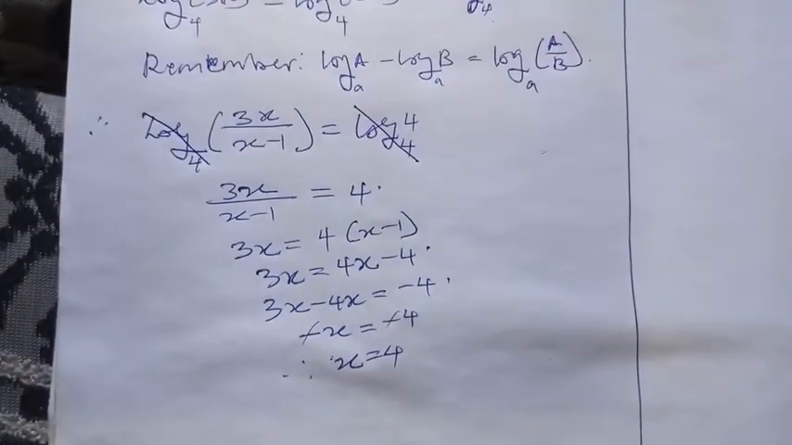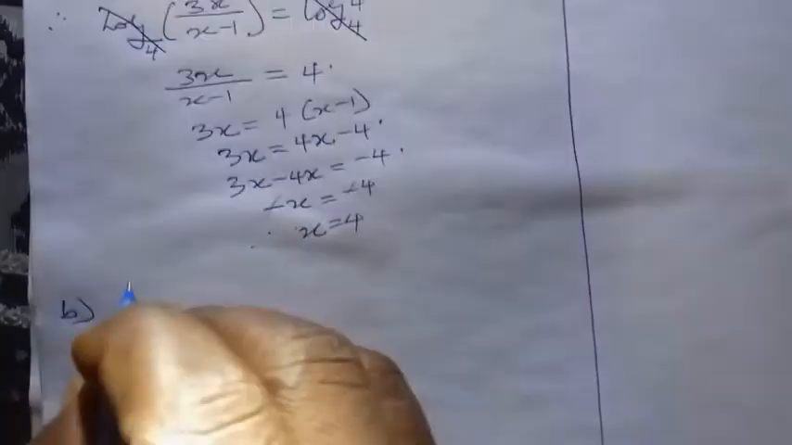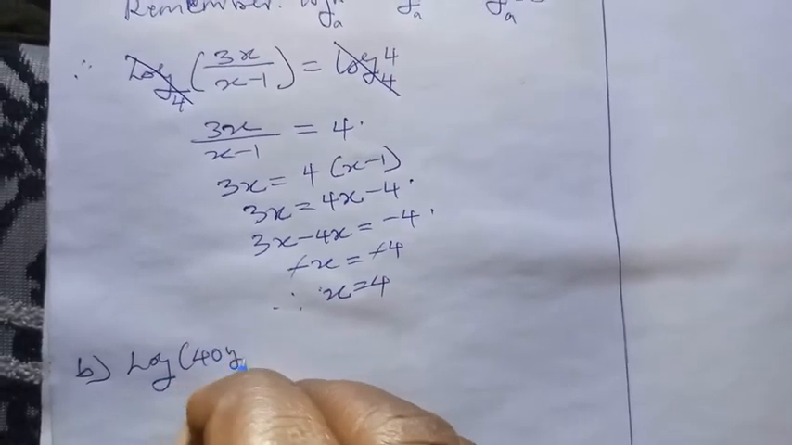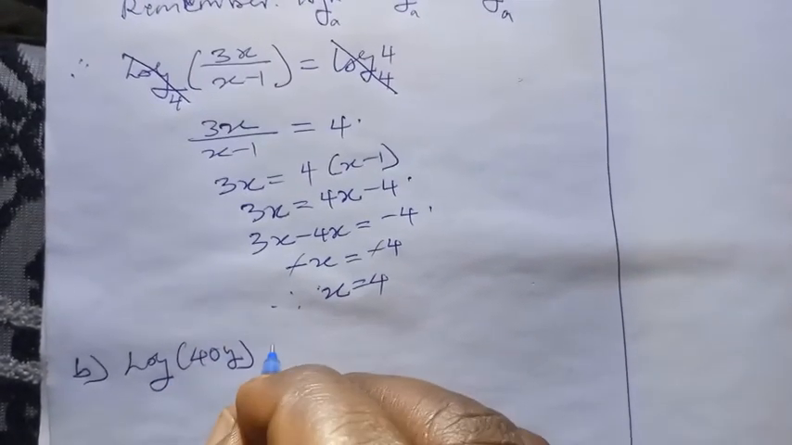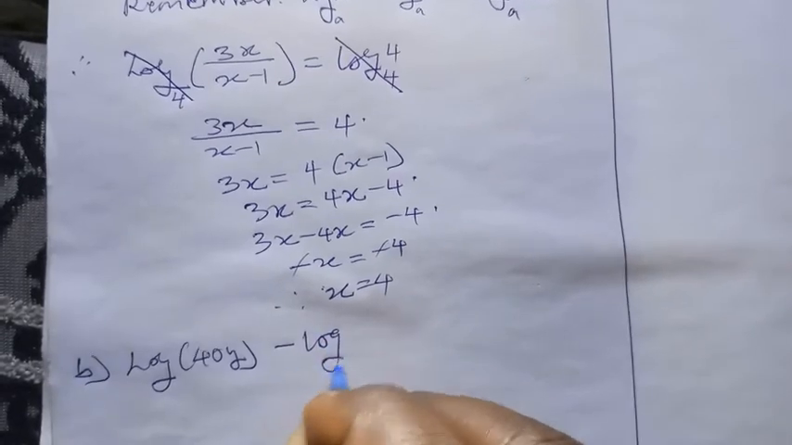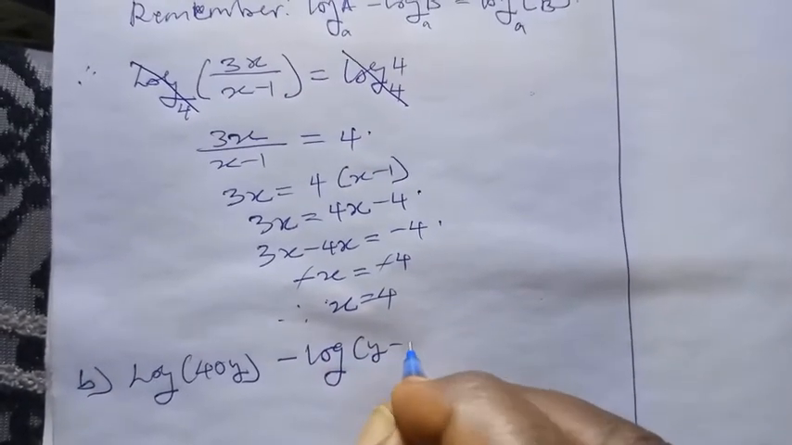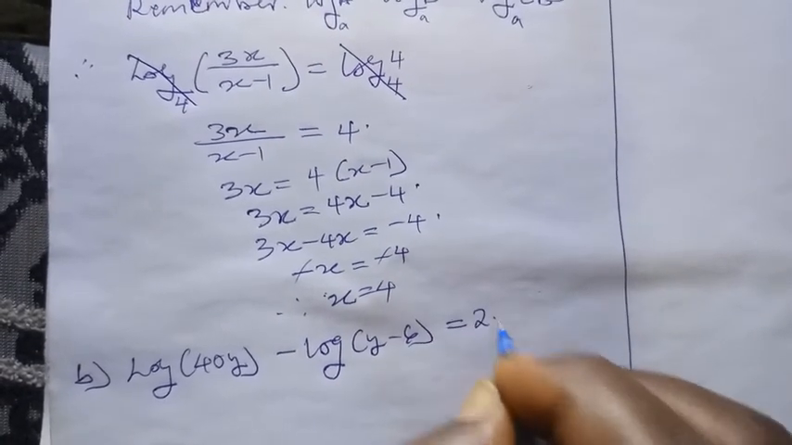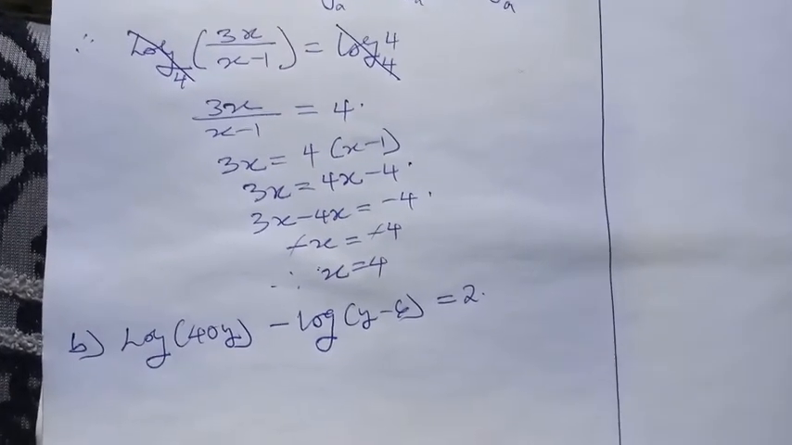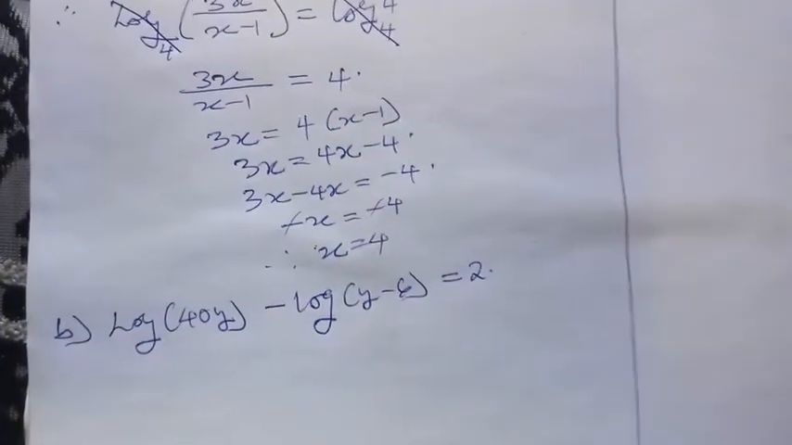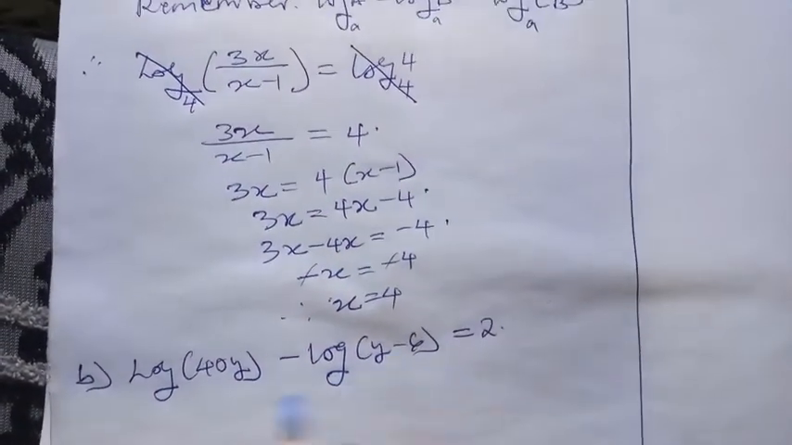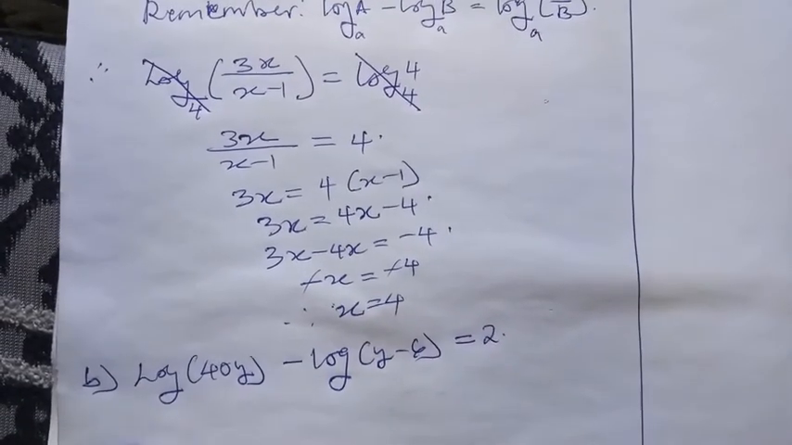So let's go to the second one quickly. B. In B, we have log 40y, there is no base here, minus, no base is written here, y minus 6 is equal to 2. And because no base is written there, I told you it is understood to be in base 10, which is a common logarithm, right? So the base here is 10. So I'll simply treat it as base 10 without really writing it.